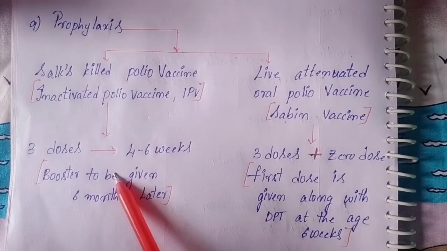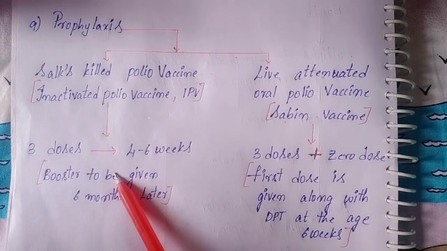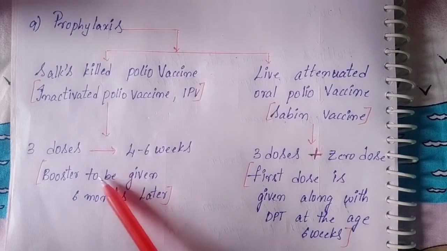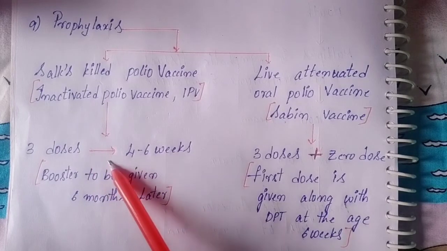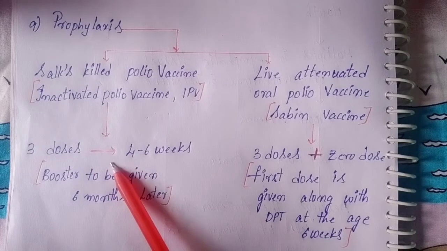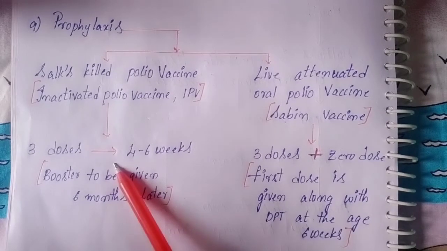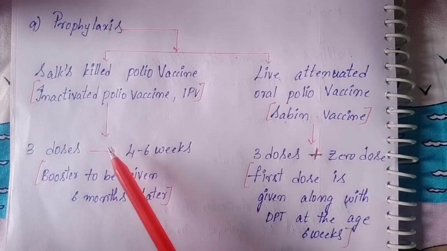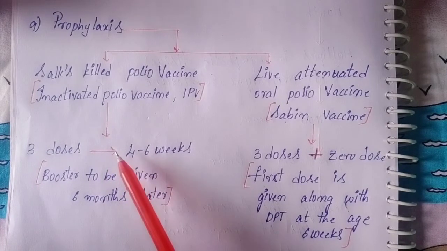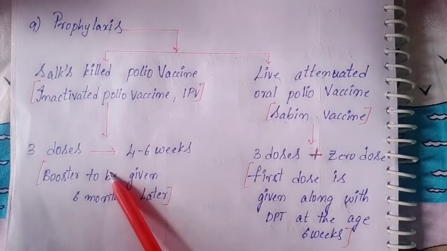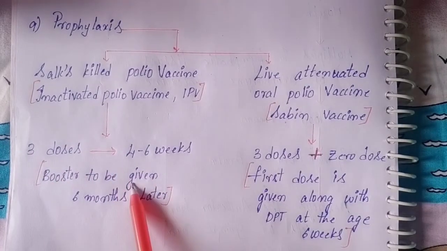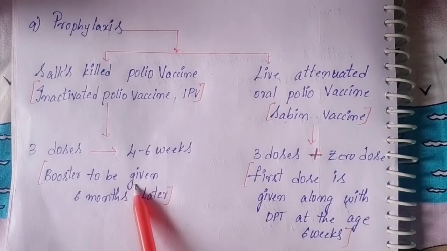3 doses are given 4 to 6 weeks apart, followed by a booster to be given 6 months later. The first dose should be given after the age of 6 months so that antibody response is not impaired by the residual maternal antibodies. Immunity can be sustained by booster doses every 3 to 5 years thereafter. This vaccine produces long-lasting immunity to all three poliovirus types.